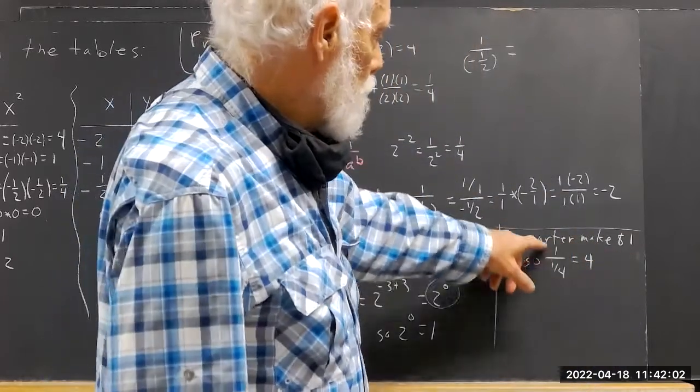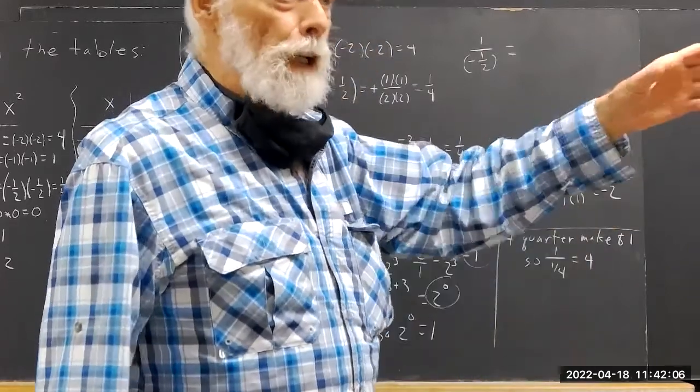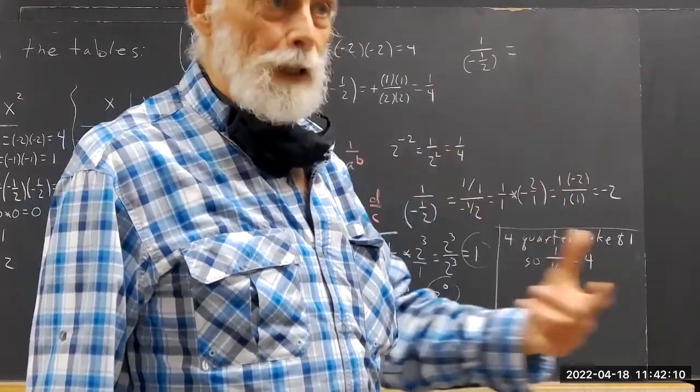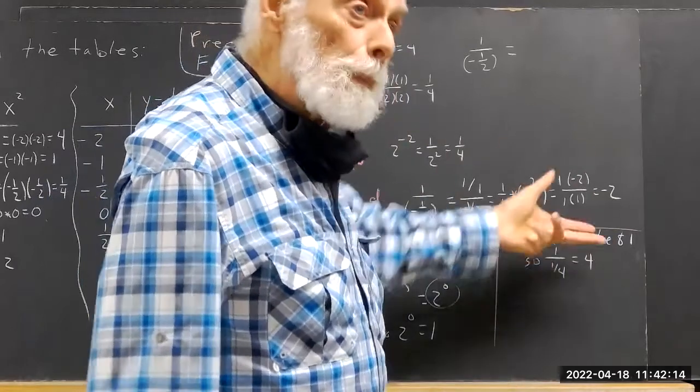4/4 make $1. So 1 divided by 1/4, that's like $1 divided by the value of a quarter, which is 4. That's what it means to divide by a fraction. And of course, this is what you get if you multiply by the reciprocal, right?